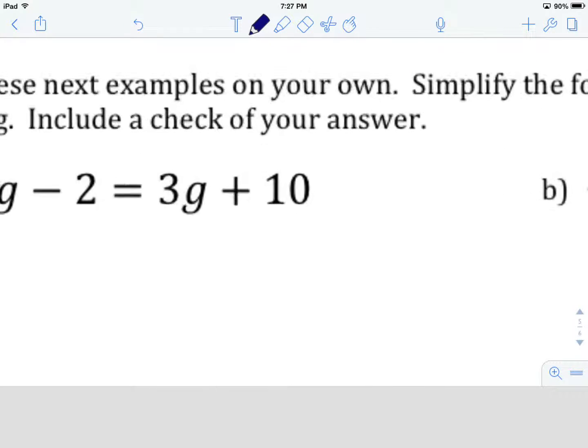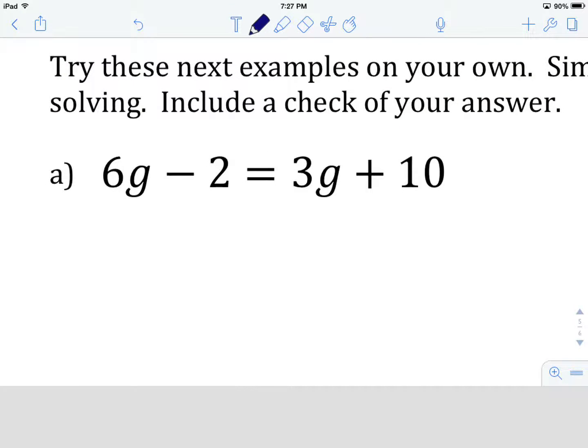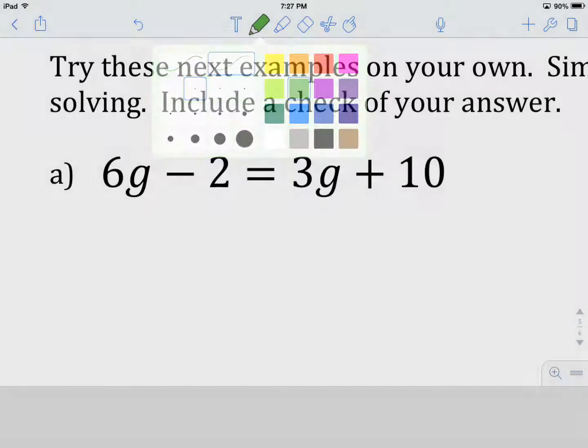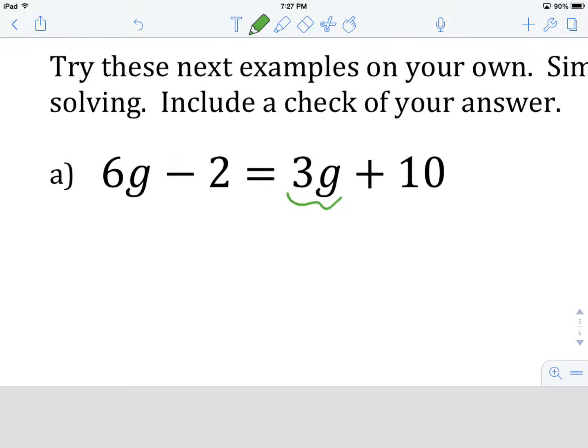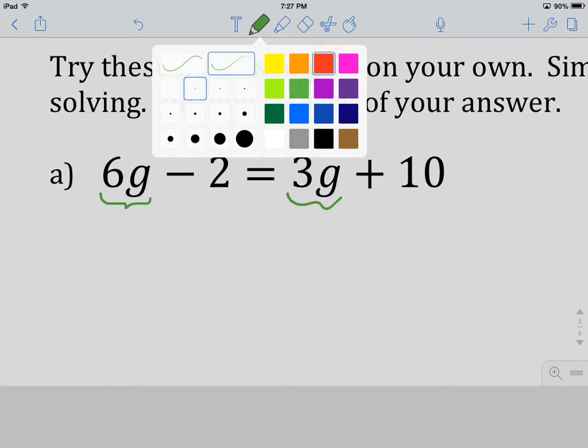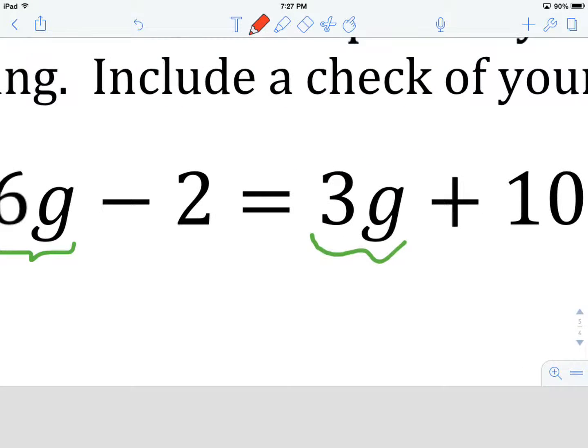A. So we have 6g minus 2 equals 3g plus 10. So in this case, we've got a like term. Over here, we've got a 3g and a 6g. Let's get them together right off the bat. So we have this plus 3g right here.